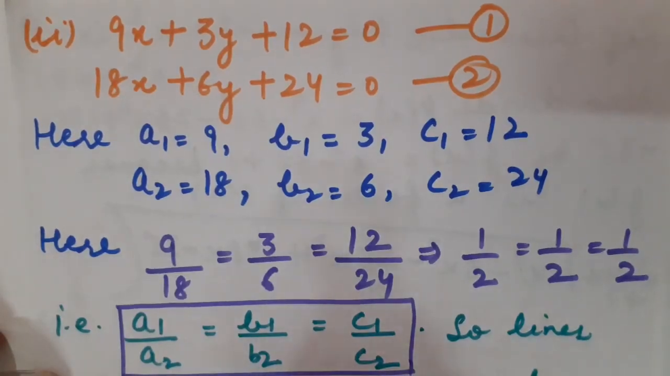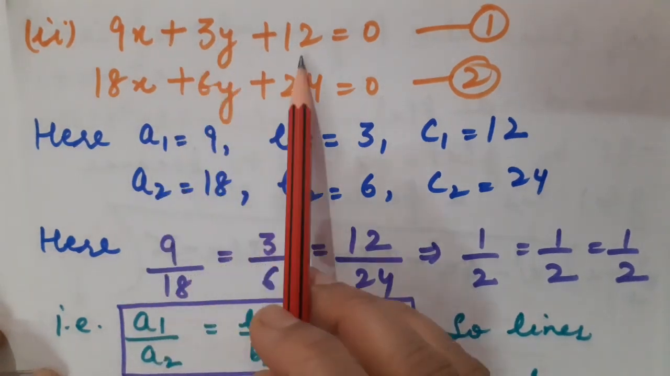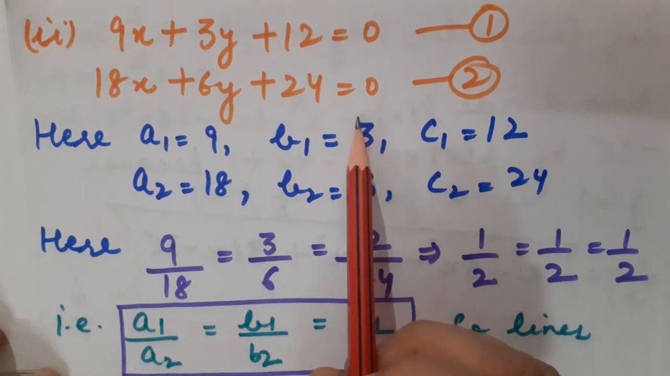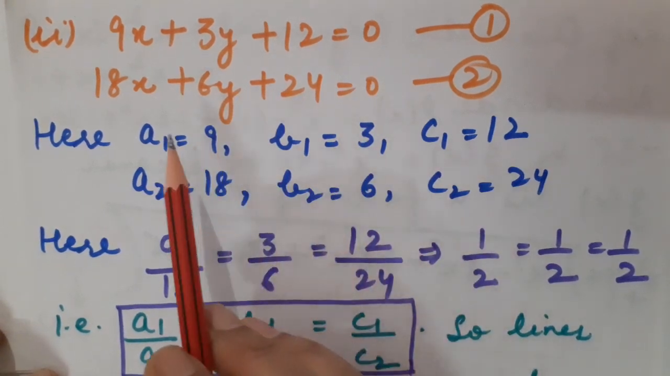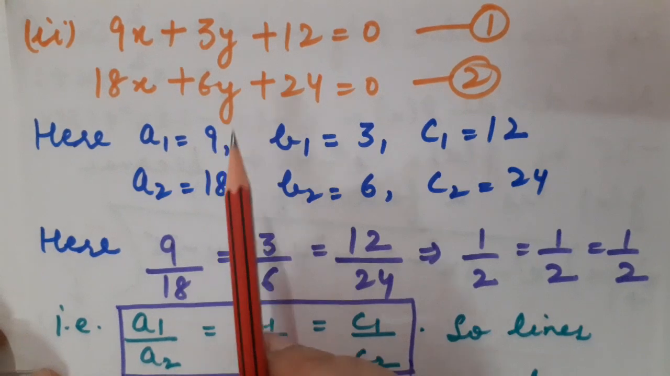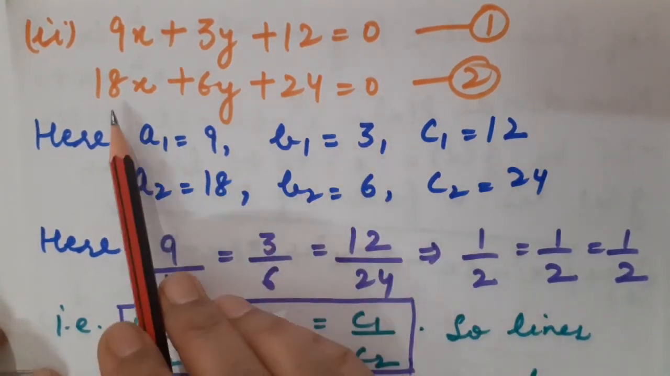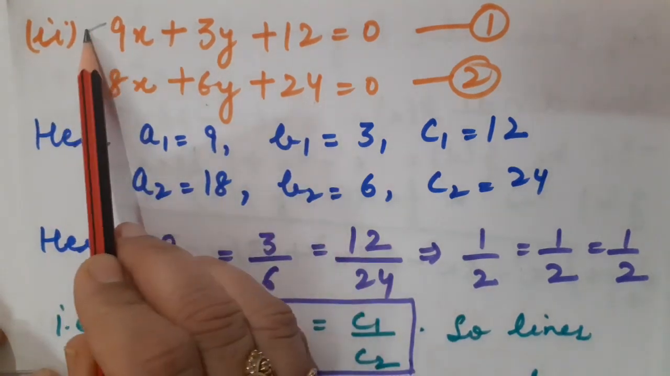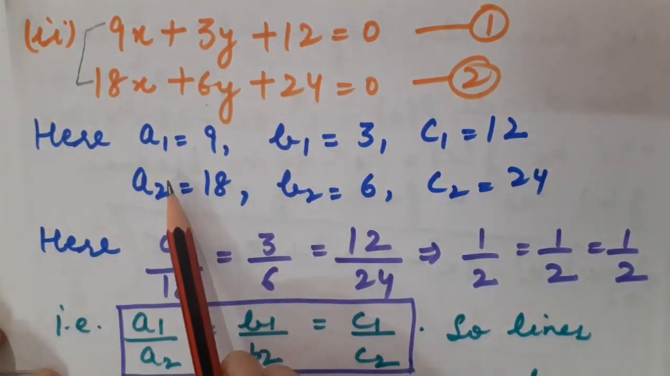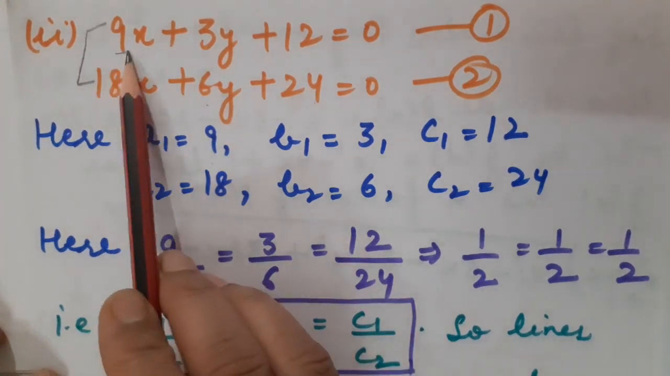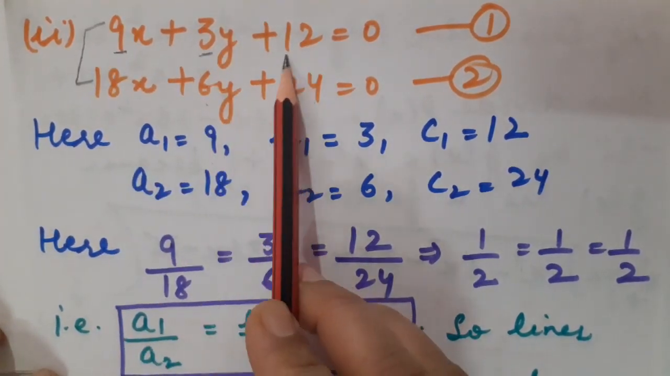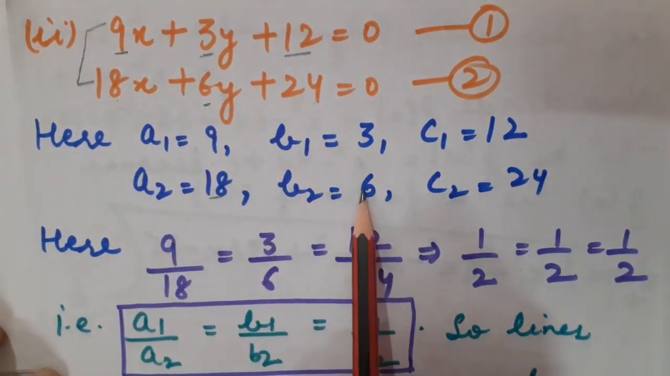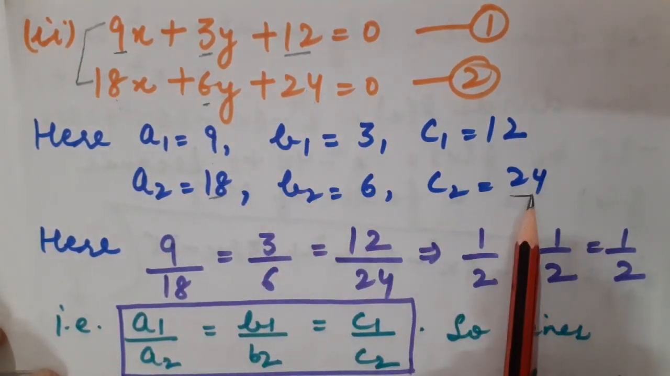Now the solution is, first of all I am going to compare this pair of linear equations in two variables by the generalized form. What is the generalized form, children? That is a1x plus b1y plus c1 is equal to 0, a2x plus b2y plus c2 is equal to 0. So after comparing both the equations by the generalized form, I have got a1 as 9, b1 as 3, c1 as 12, a2 as 18, b2 as 6 and c2 as 24.